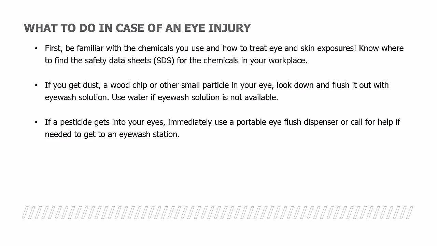If you do get dust or wood chips or other small particulates in your eye, look down and flush it out with an eye wash solution. Use water if eye wash solution is not available. If pesticides or herbicides happen to get into your eye, immediately use a portable eye wash flushing dispenser. Here's the thing: you've got to get something that you can rinse that chemical out of the eye as quickly as you possibly can. So that right there is something to take note of.